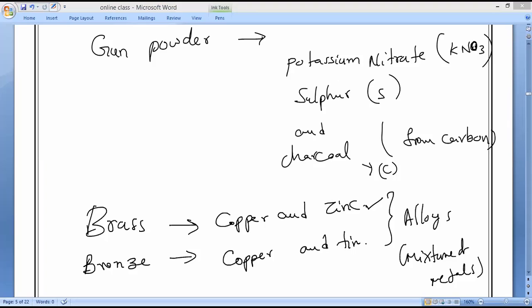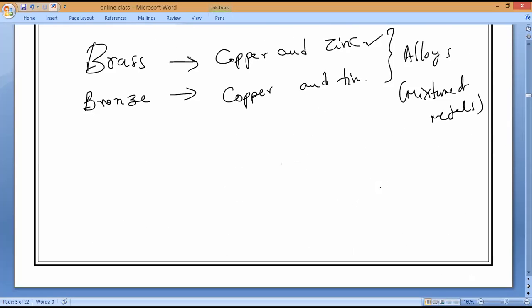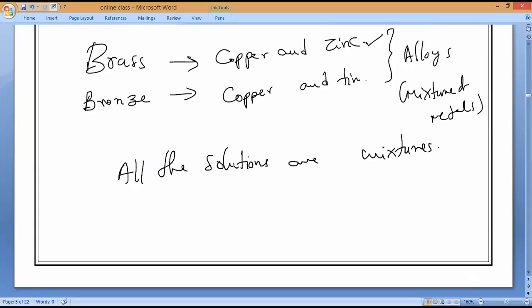Next, let me take: are all the solutions mixtures or not? All the solutions are mixtures. Can you give any one example, Akilan, Arun, Kailash? Salt solution. Salt solution. How many substances are there? One substance and two substances. So it is called a mixture.